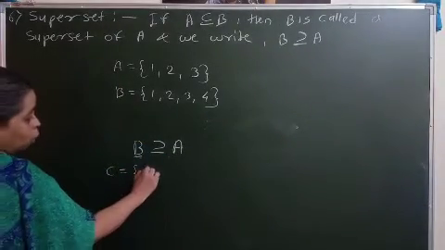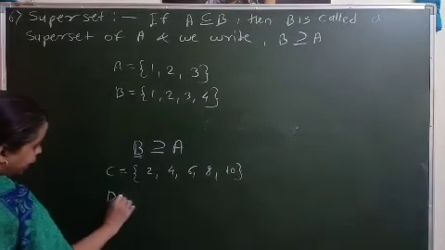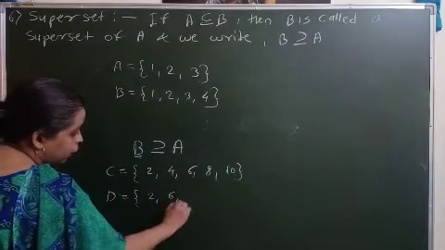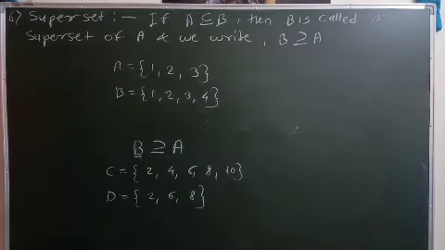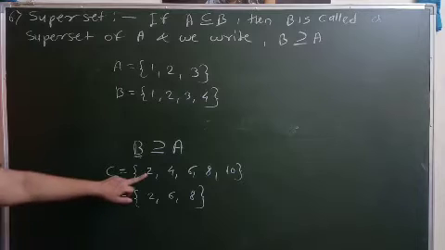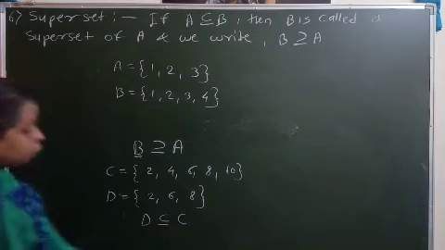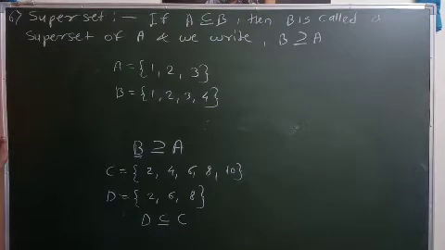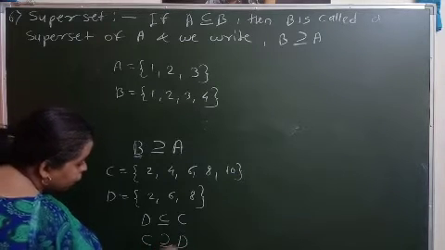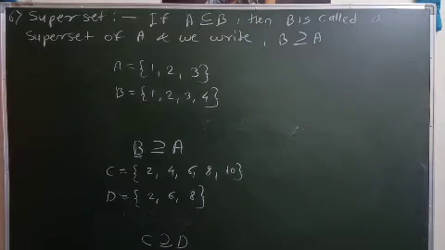C is 2, 4, 6, 8, 10, and D is 2, 6, 8. Now, which is subset? Every element of set D is an element of set C. So D is a subset of C. Now what about superset? Which is superset? This C is superset. So C is superset of D. सध्या आपण superset बघतोय त्यामुळे एवढा सिम्बॉल लिहूया. So C is superset of set D.